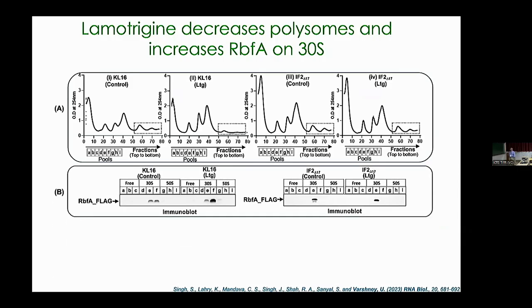Now, if you look at the RBFA levels in these profiles, wild type has some amount of RBFA. But when you add lamotrigine, this RBFA level increases, and remains roughly the same in the strain that is resistant to lamotrigine. So then the thought here is that lamotrigine targets IF2, but interferes with RBFA release.